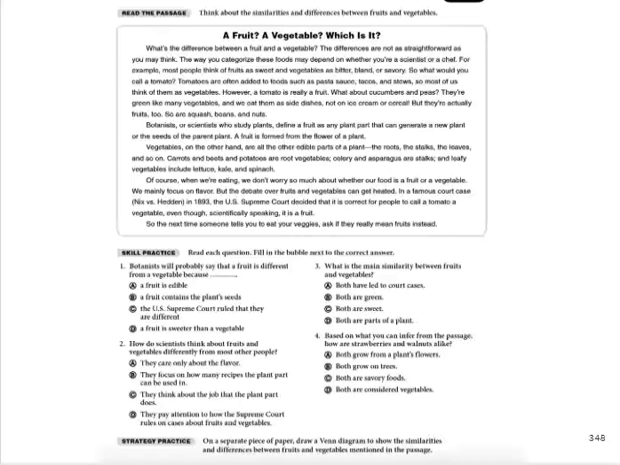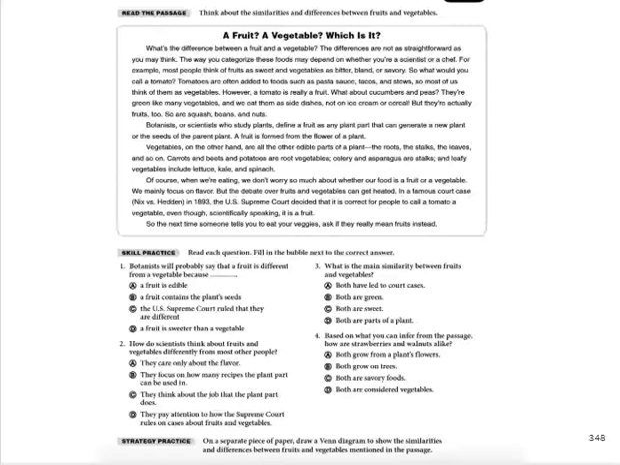Question 3. What is the main similarity between fruits and vegetables? A. Both have led to court cases. B. Both are green. C. Both are sweet. D. Both are parts of a plant.